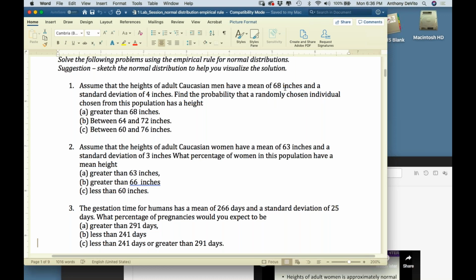Assume that the heights of Caucasian men have a mean of 68 inches and a standard deviation of 4 inches, and that they're normally distributed. Find the probability that a randomly chosen individual chosen from this population has a height greater than 68 inches.